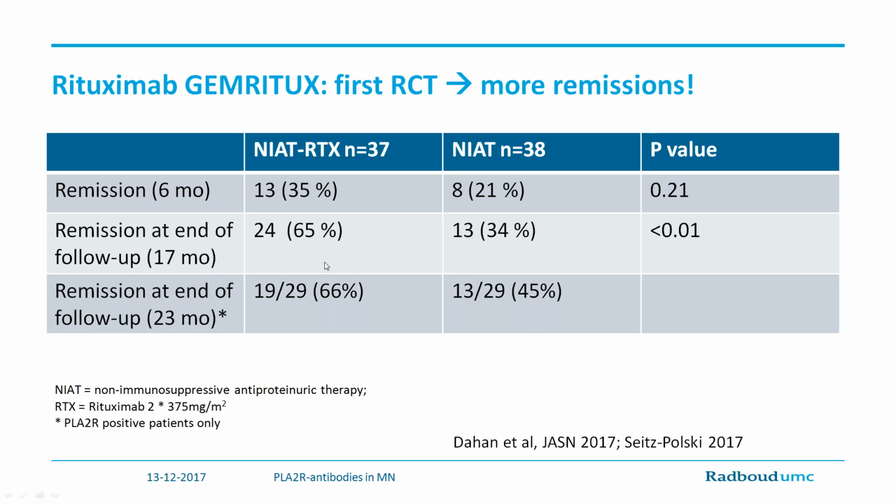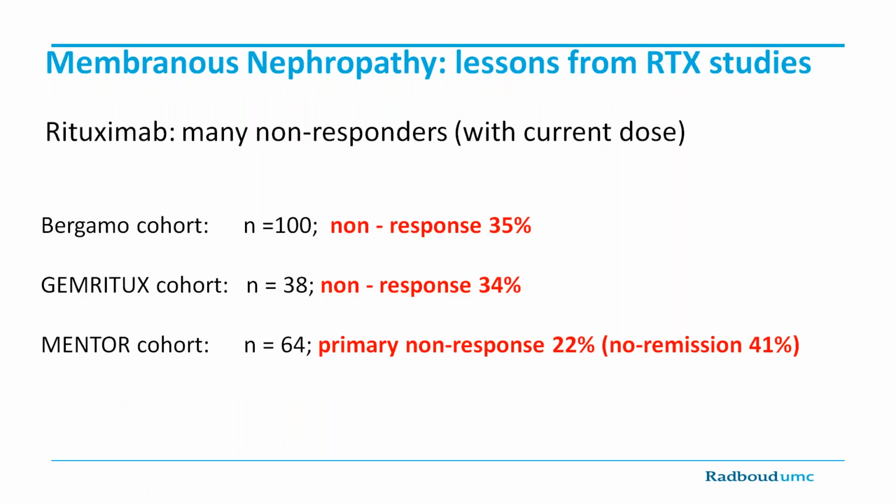What is also important in this study is that even after long follow-up, the remission rate with rituximab is only 66%, and that's actually a general feature of all rituximab studies. If you look at the primary non-response rate, then the non-response rate varies between 22 to 35%, meaning that a certain percentage of patients do not respond with a remission to the treatment with the current doses of rituximab.